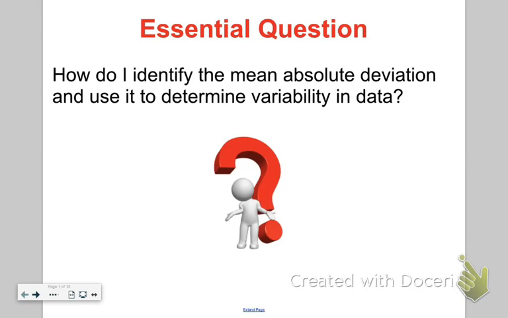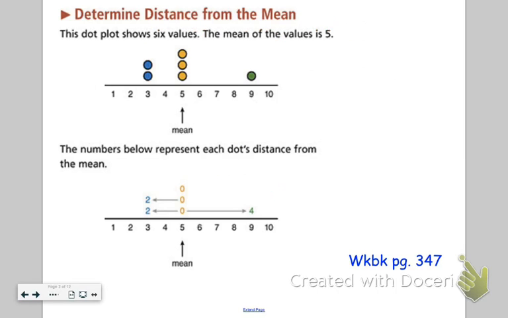Okay, in this lesson we're going to answer the question, how do I identify the mean absolute deviation and use it to determine variability in data? So if you look at workbook page 347, you're going to see a dot plot that shows 6 values, and the mean of those 6 values is 5. If you were to add up 3 plus 3 plus 5 plus 5 plus 5 plus 9 and divide by your 6, you're going to get an average or a mean of 5.